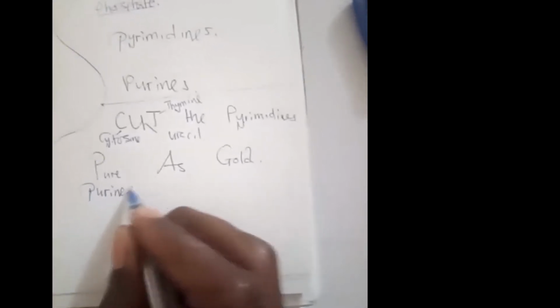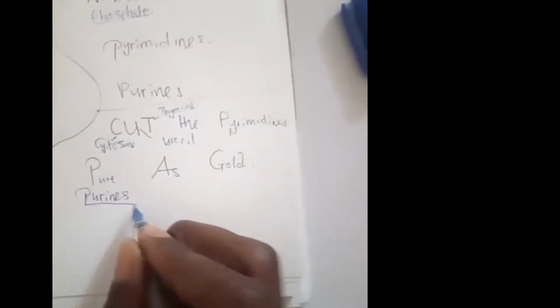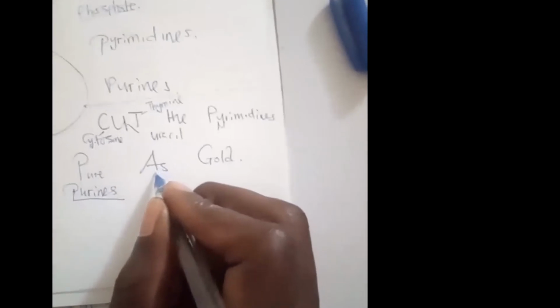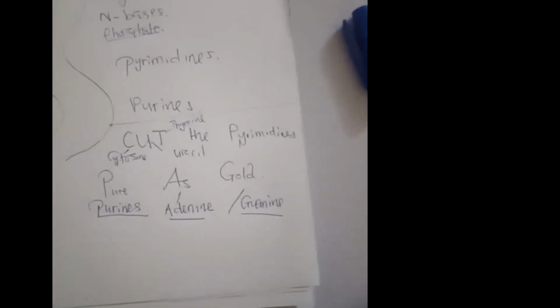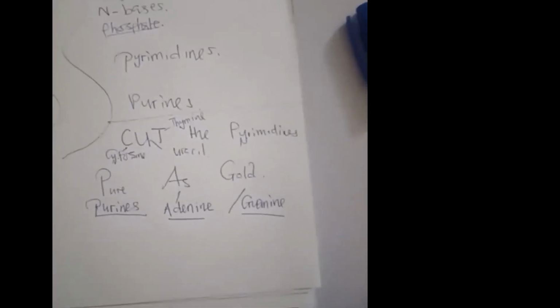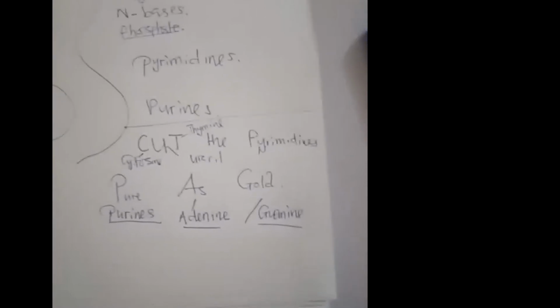Purines like this. Then we've got the A and the G: the A stands for adenine, and the G stands for guanine. So we have adenine and guanine. Adenine and guanine are the purines.